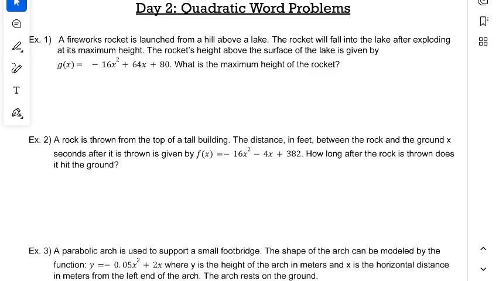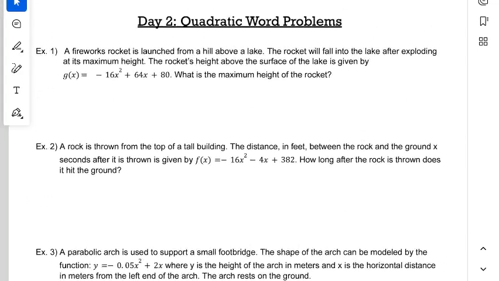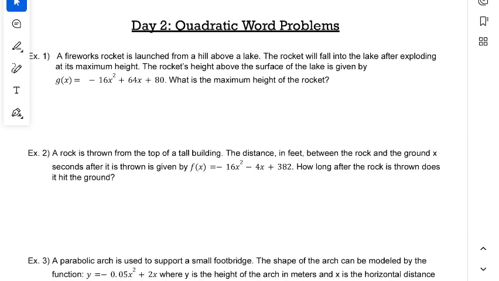All right, we are looking at word problems. We are just going to do the first three. We're not going to do number 4. Number 1, a fireworks rocket is launched from a hill above a lake. The rocket will fall into a lake after exploding at its maximum height. The rocket's height above the surface of the lake is given by that equation. What is the maximum height of the rocket?